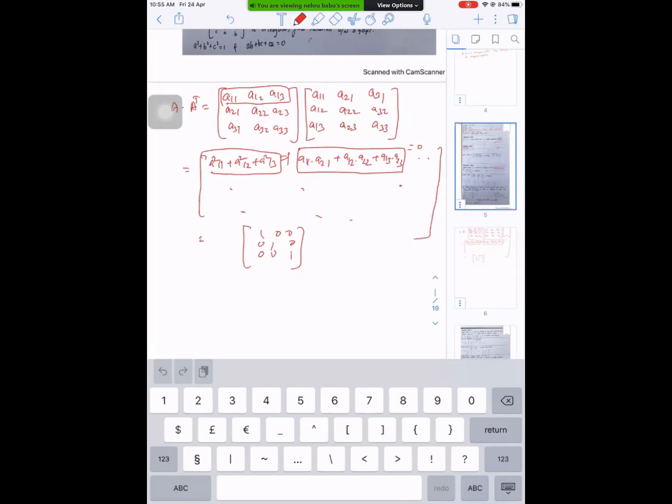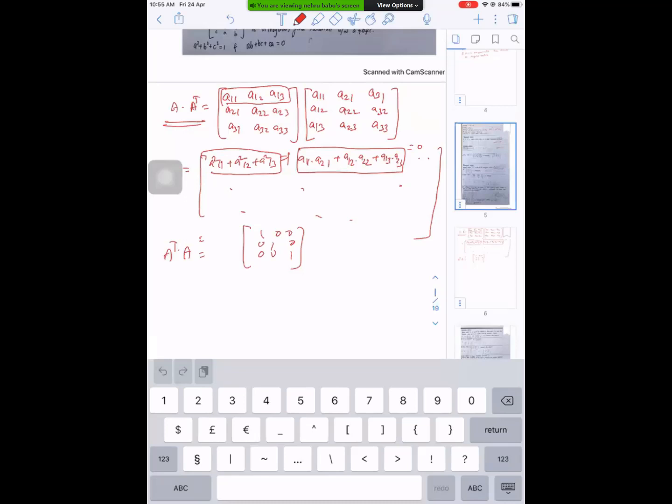Like this, every row is orthogonal to the other rows. Similarly, every column is orthogonal to the other columns. Because if you take A into A transpose, you will get row results, and if you take A transpose into A, you will get column results. Every row and every column is orthogonal to the others.